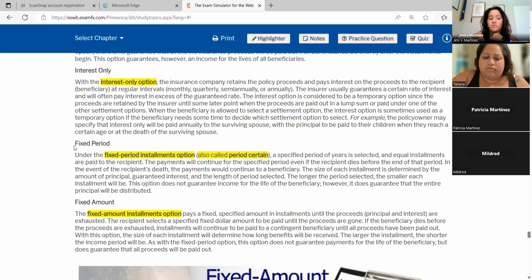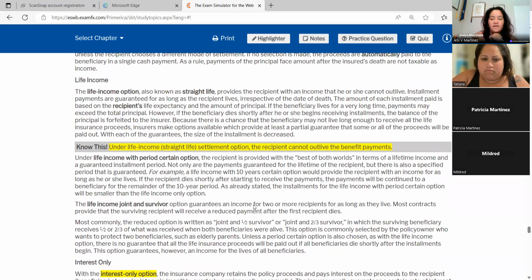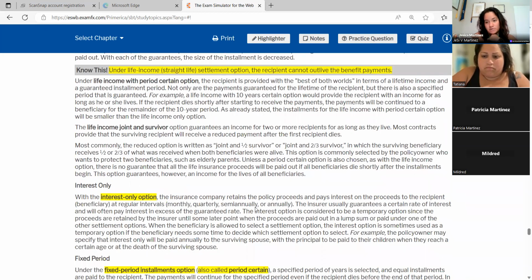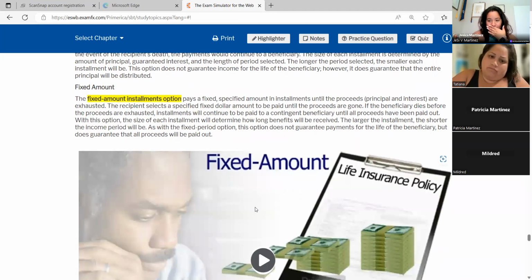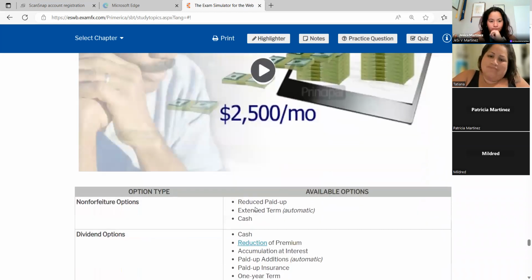Needless to say, always choose either fixed period or fixed amount, or better yet, get the cash and get with the financial agent and invest in something else. Keep that money moving, right?